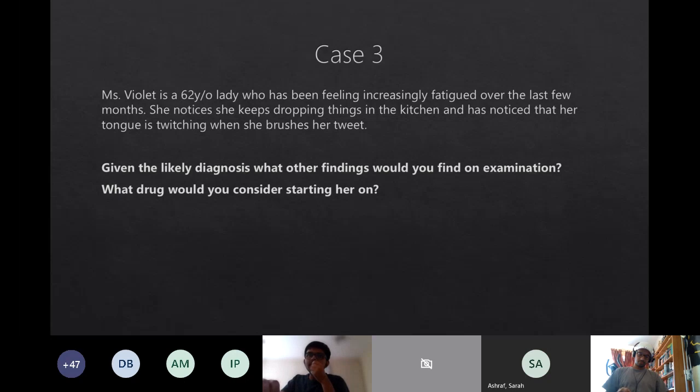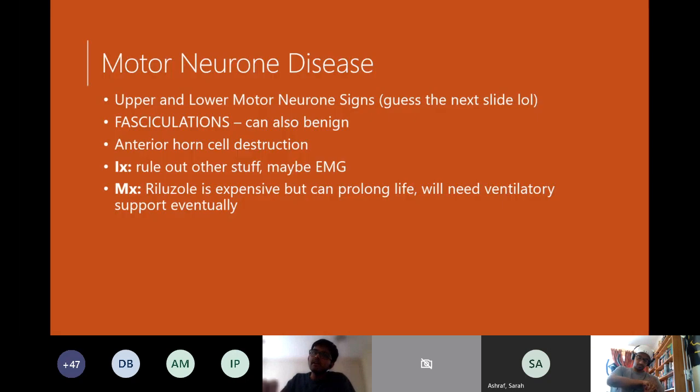What else would you find on examination? So you've got mixed upper and lower motor neuron signs. You've got a twitching tongue. You'd also get twitching elsewhere in the body, so don't forget that. What drug would you consider starting Miss Violet on? Riluzole, yeah, exactly. Riluzole is a really expensive drug that prolongs the need for ventilation by maybe 6 months. She's pretty young, so you would definitely start her on it. But this is not a good prognosis in terms of diseases.